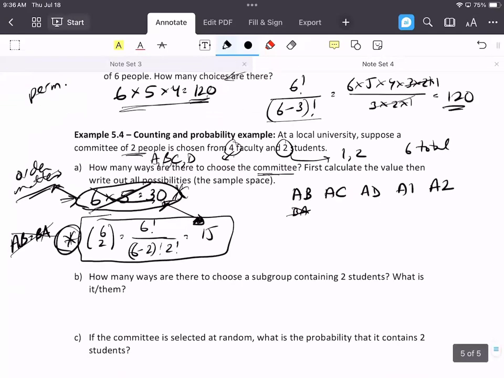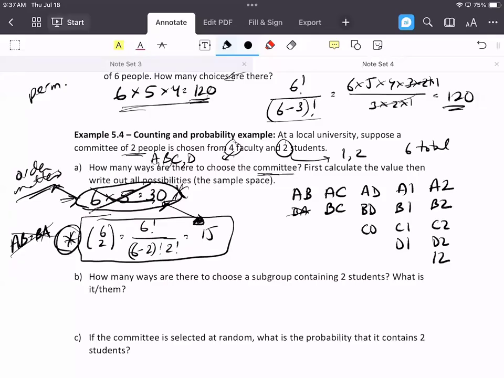So now let's do B. I'm going to get BC, BD, B1, and B2. Have I taken care of all of the committees that could have person B in it? Yes. Pause, take a moment, and see if you can complete the rest of this sample space. So hopefully you paused and you saw that you came up with this. If you count it out, you get 15, which is what we got here.